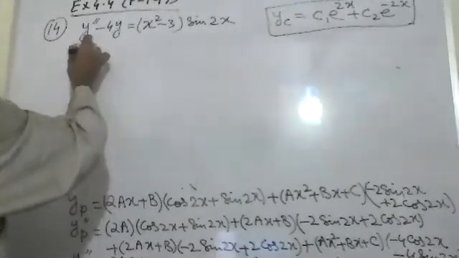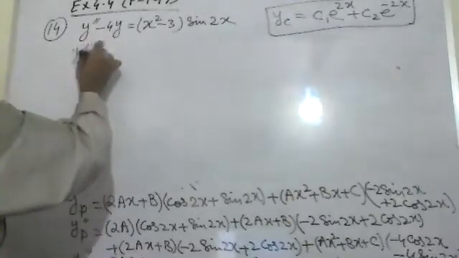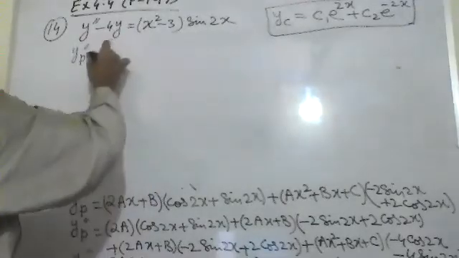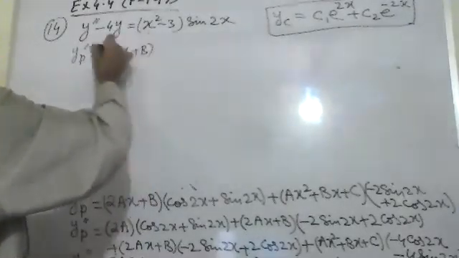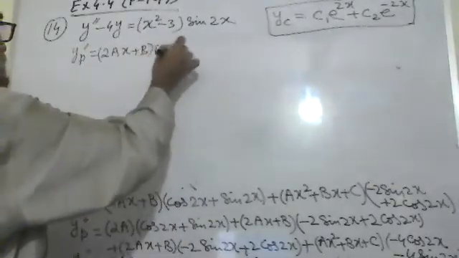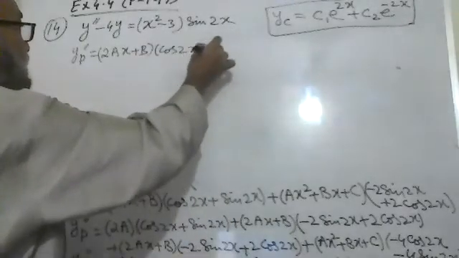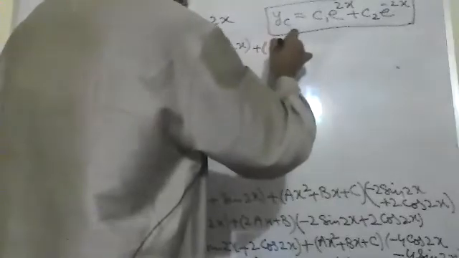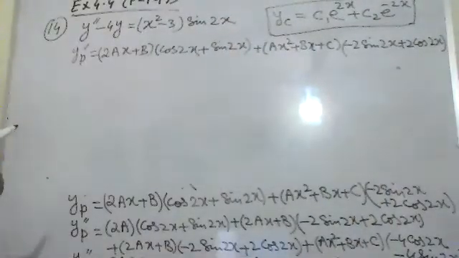Yp dash, yp double dash, yp dash. Yp dash was this one: 2ax plus b into cos 2x plus sin 2x, plus ax square plus bx plus c into minus 2 sin 2x plus 2 cos 2x. This is yp dash.